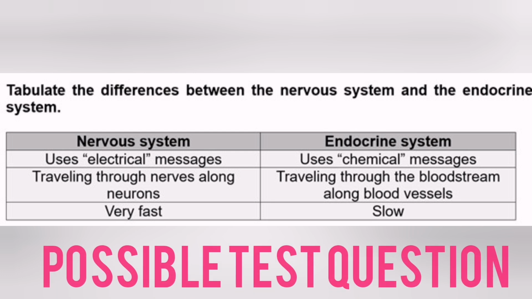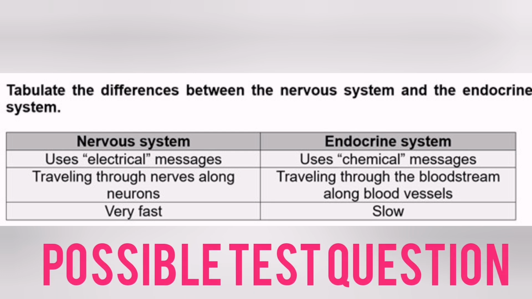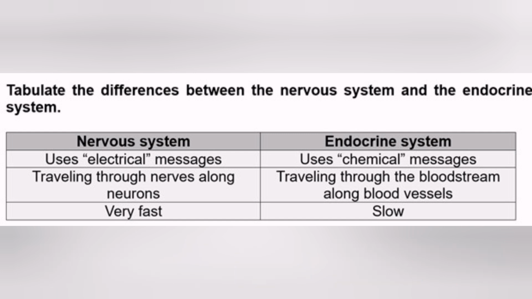So as I said, both the nervous system and the endocrine system are responsible for maintaining homeostasis. But you might be asked to tabulate the differences between the nervous system and the endocrine system. On the left-hand side, we can see the nervous system, as we learned in grade 11, uses electrical impulses as messengers, while the endocrine system uses chemical substances called hormones. In the nervous system, the electrical impulses travel along nerves made up of neurons, which obviously makes it very fast. While in the endocrine system, the hormones travel through the bloodstream along blood vessels, which is why it is slower.